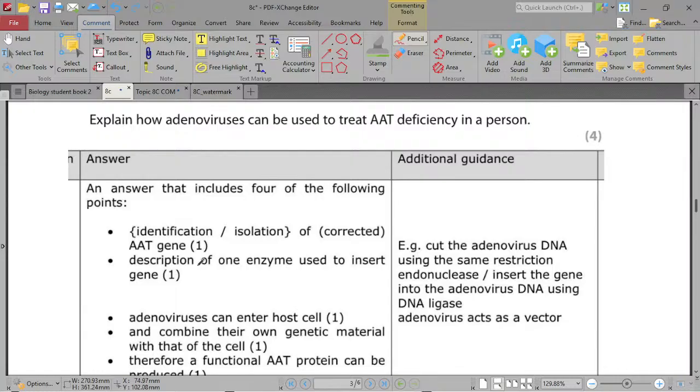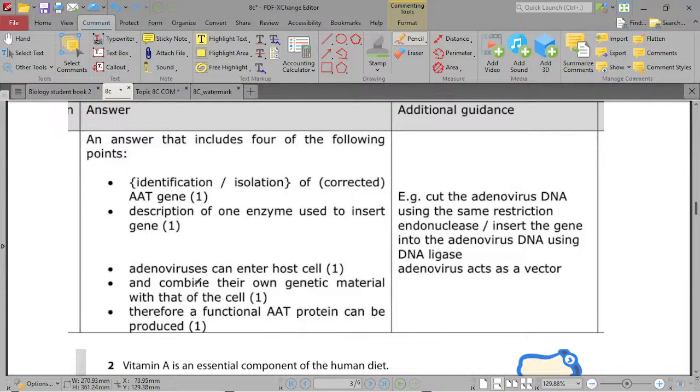Identification of corrected AAT gene, description of one enzyme to insert gene. Yep. Adenoviruses can enter host cell, combine. Okay, wait. Adenovirus acts as a vector. Insert the gene into the adenovirus DNA using DNA ligase. Oh, okay. Cut the adenovirus DNA using the restriction endonuclease. Insert the gene into adenovirus DNA using DNA ligase. Use the adenovirus as the vector.